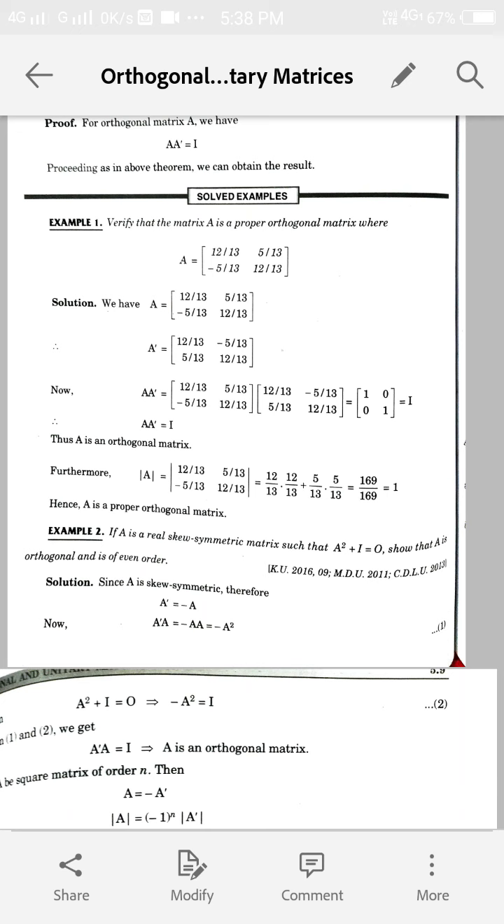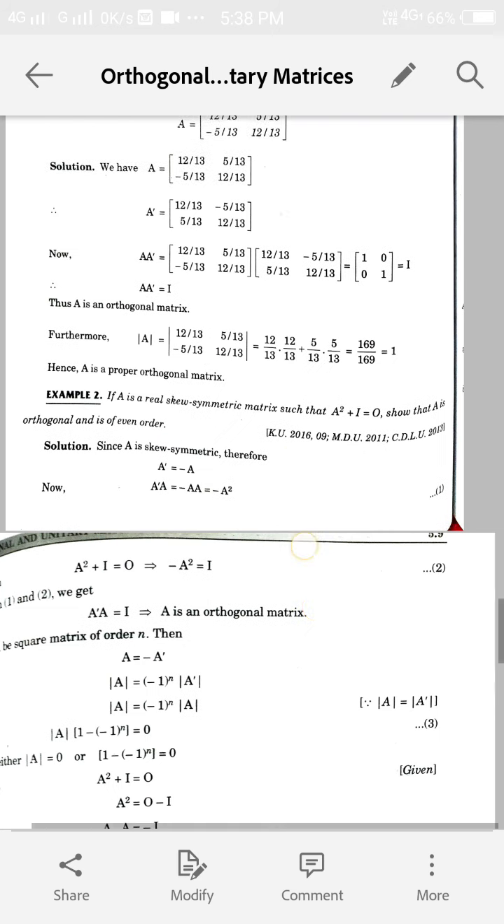First, we are to prove that it is orthogonal, and for orthogonal we are to find its transpose. So first find its transpose, then multiply A by its transpose, and we get A into A transpose as identity matrix. From here we can say that A is an orthogonal matrix. Now we find its determinant, and that comes out to be 1. So a matrix whose determinant is 1 and that is also an orthogonal matrix. So we can say that A will be a proper orthogonal matrix.